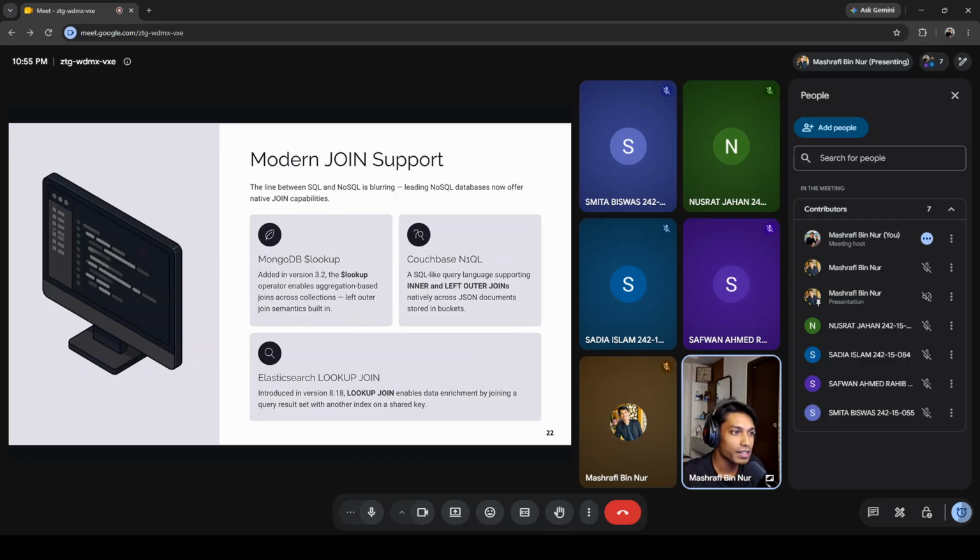As I said, for modern join support, most databases don't support joins, but some databases do, like MongoDB. It was added in version 3.2. Some others are Couchbase and Elasticsearch.